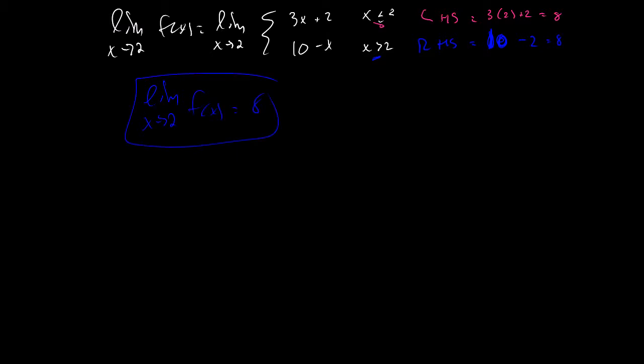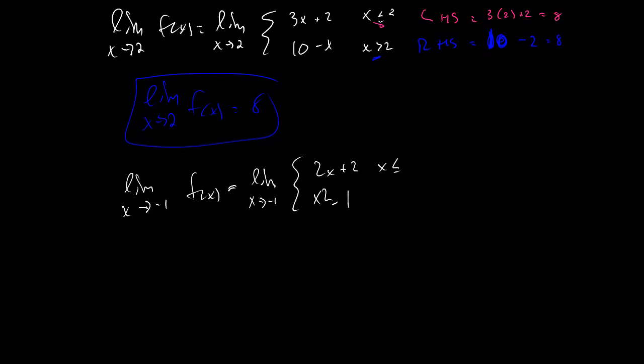And we have the limit as x approaches negative 1 of my function, so let me just substitute our function in. 2x plus 2 for the left side, and x squared minus 1 for the right. Pretend that's an x squared. Just work with me, people.